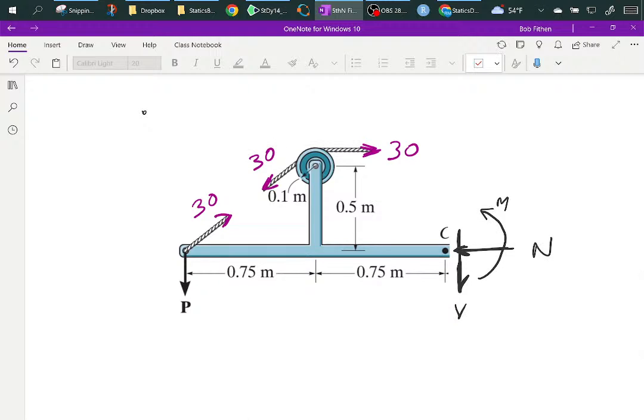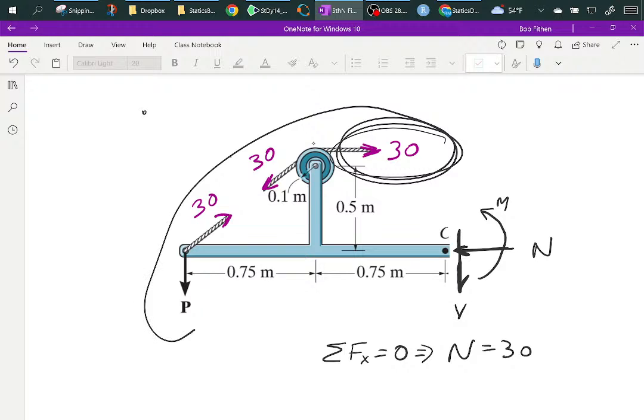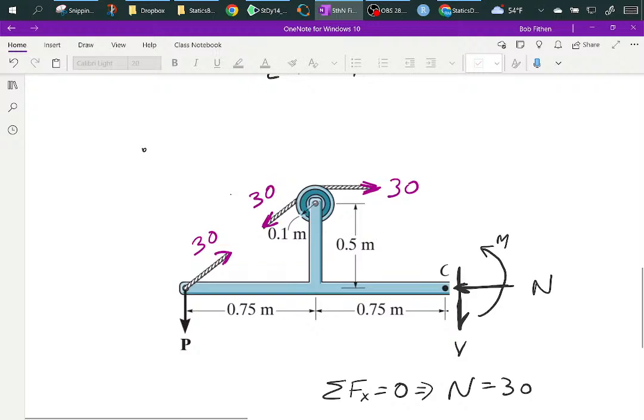Now, if you want to, we'll at least do the sum of the forces in the X direction equals 0. The component in the X direction going this way is the same as the component going this way, so the X components of these two just cancel out. The only thing you get left is that 30, which tells you N is equal to 30. The X here cancels that X. The only thing you get is N equal to 30.